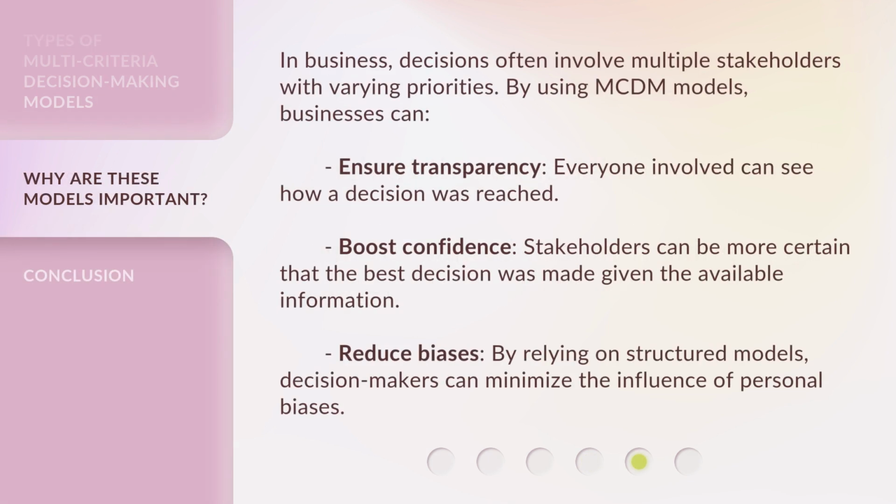In business, decisions often involve multiple stakeholders with varying priorities. By using MCDM models, businesses can ensure transparency. Everyone involved can see how a decision was reached. Boost confidence. Stakeholders can be more certain that the best decision was made given the available information. Reduce biases. By relying on structured models, decision-makers can minimize the influence of personal biases.